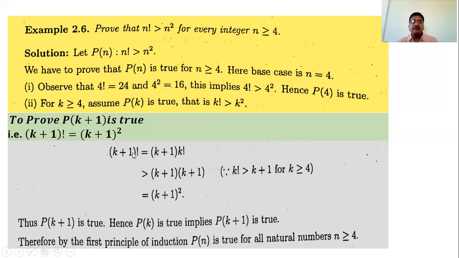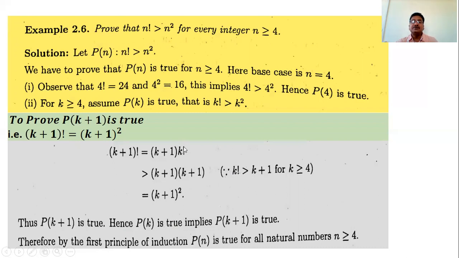Or if you write 11 factorial, 11 factorial is 11 into 10 factorial, and this is greater than k plus 1, because this k factorial is greater than k plus 1. The value of k factorial is always greater than k plus 1 for all k greater than or equal to 4. This is a very obvious result, because k factorial is a multiplication of all natural numbers from 1 to k, and this is just k plus 1. So this is a very large quantity compared to k plus 1.